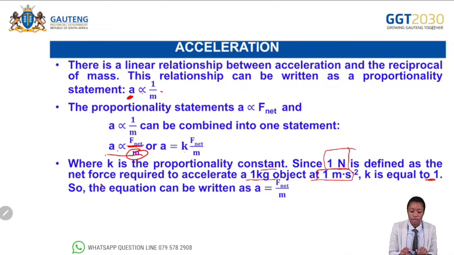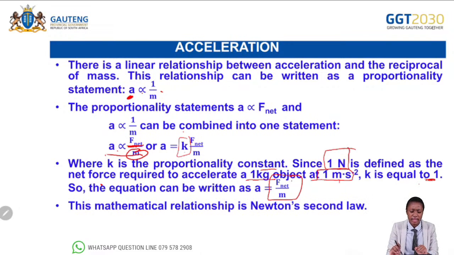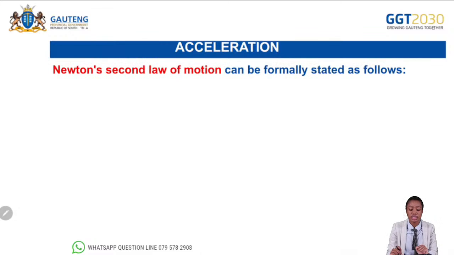So the reason why in this instance the k is not written is that we apply a force of 1 Newton to a mass of 1 kg. So the acceleration in this case will be 1 meter per square second, and then k is equal to 1. So the equation can be written just in this manner, right? Because we know that k is equal to 1. And this mathematical relationship is known as Newton's second law. So that's how we come across Newton's second law.